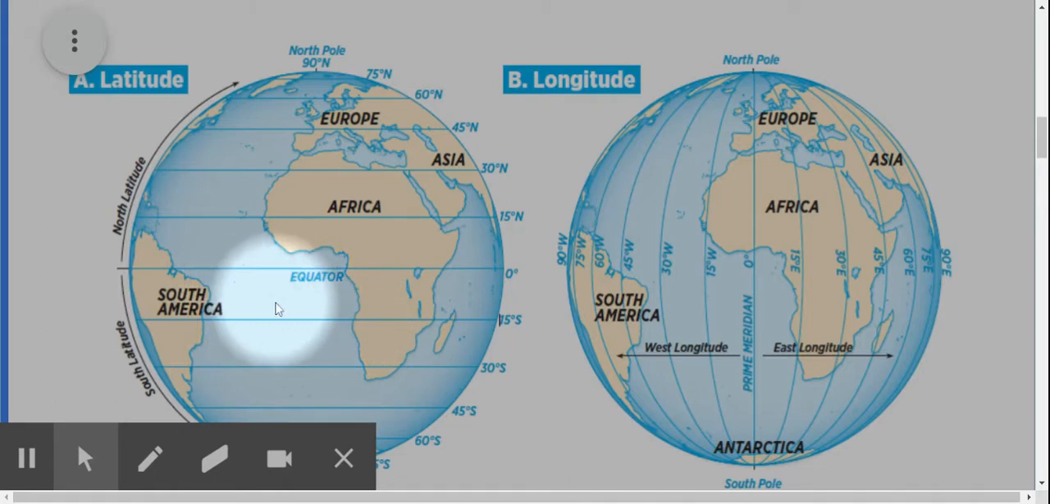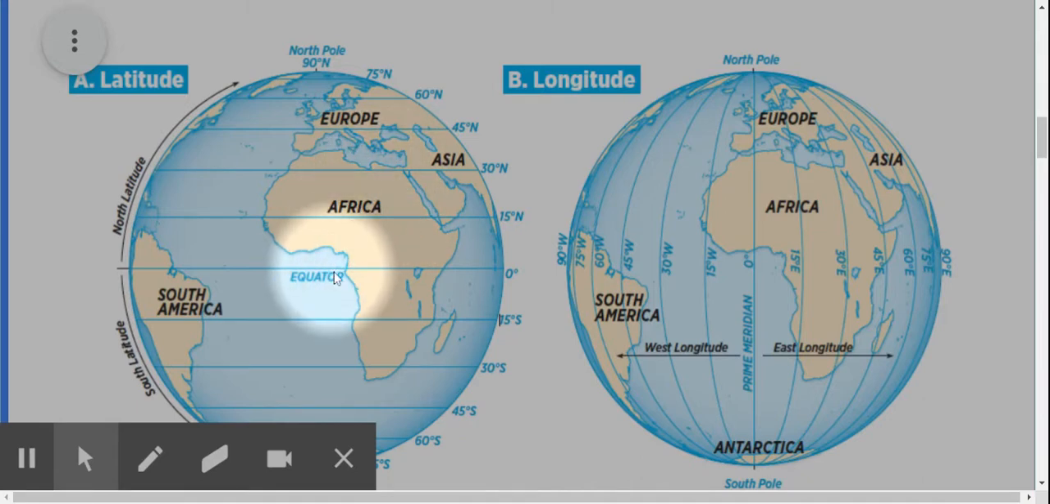Each line of latitude is a parallel line, which means it never intersects with another line. Because of this, these lines of latitude measure the distance from the equator, from the midpoint. So when we talk about 15 degrees north, we are 15 degrees north of the equator, or 30 degrees north of the equator.